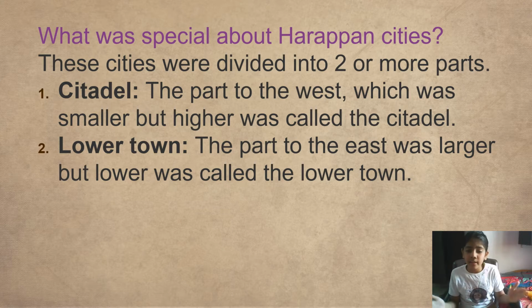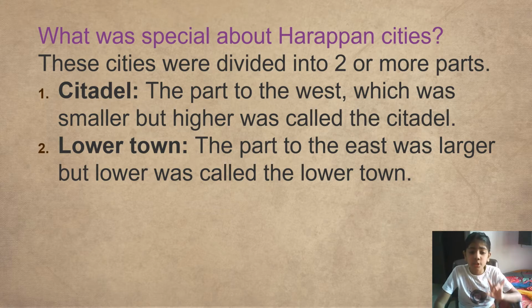In the same way, we need to know what is special about Harappan cities. If you look at this sentence carefully, it's Harappan, not Harappa. Harappan means all the cities where buildings are similar to Harappa are known as Harappan. So I'm not only talking about Harappa, I'm talking about all the buildings similar to Harappa. That city is known as Harappan. They are divided into two or more parts.